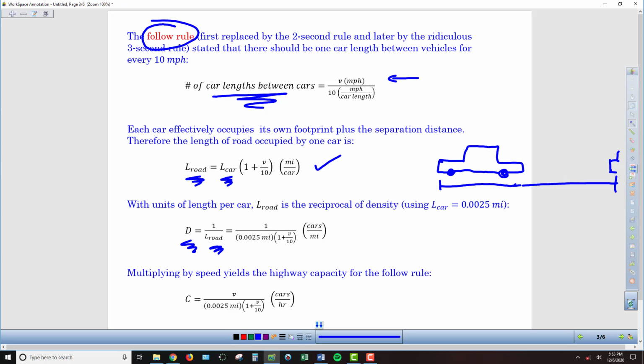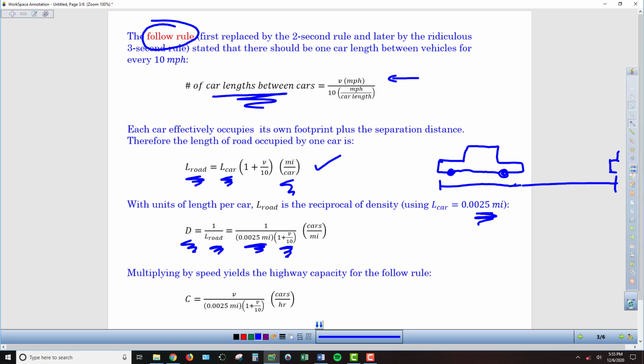And so if we estimate that a car is about 0.0025 miles, which is about 13-ish feet, not an unreasonable estimate, makes for a pretty nice convenient number to use in our calculation here. So we've got this reciprocal of L road, so that's going to be the length of the car, that's our L car there, the 0.0025, times the 1 plus V over 10, and again the units of that are going to be the reciprocal of what we saw up here. Instead of miles per car, it's going to be cars per mile. And so then, if we multiply density times velocity, the speed, we're going to get the capacity.